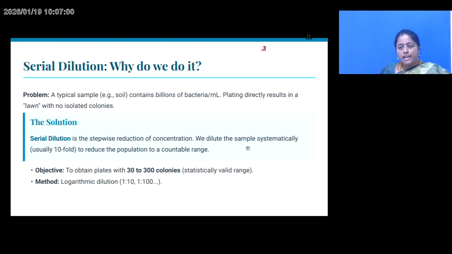We are going to dilute the sample systematically. Usually we perform a tenfold dilution to reduce the population to a countable range. The objective is to obtain plates with 30 to 300 colonies. That is the standard number of colonies that can be measured. We can use a logarithmic dilution of 1:10 or 1:100.